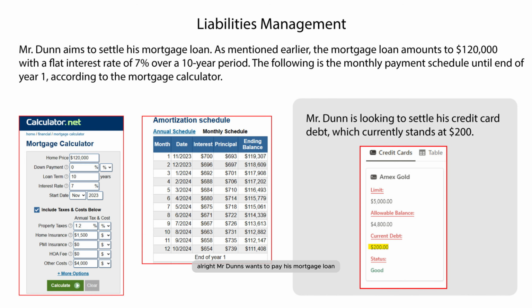Alright, Mr. Dunn wants to pay his mortgage loan. As mentioned earlier, the mortgage loan is $120,000 with flat interest of 7% over a 10-year period. Mr. Dunn checks the monthly amortization schedule as shown on the screen. Mr. Dunn also wants to pay his credit card debt, which currently stands at $200.